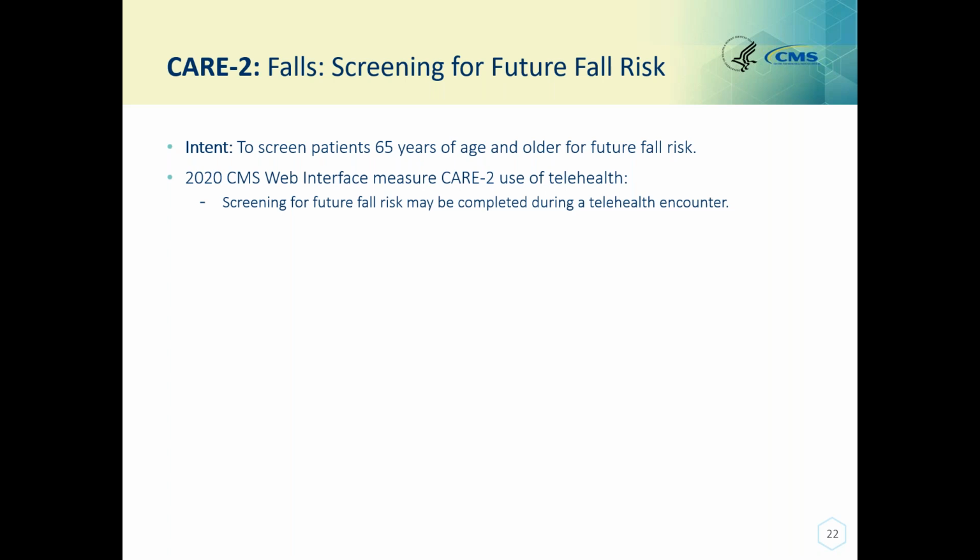So this is for the CARE 2 fall screening for future fall risk measure. The intent of the measure is to screen patients 65 years of age and older for future fall risk. The 2020 CMS Web Interface CARE 2 measure does allow screening for future fall risk to be completed during a telehealth encounter. Next slide, please.